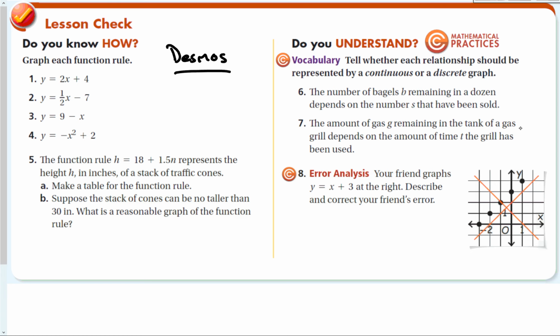Gas remaining in a tank of a gas grill depends on the amount of time the grill has been used. When the gas is on, the grill is burning. You can shut it off in 1 minute, 2 minutes, 30 seconds, 20 minutes. It doesn't matter. So that is going to be continuous. It depends on the situation. So these two would be discrete. This one continuous.